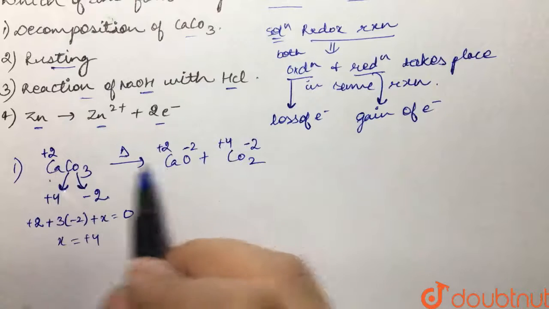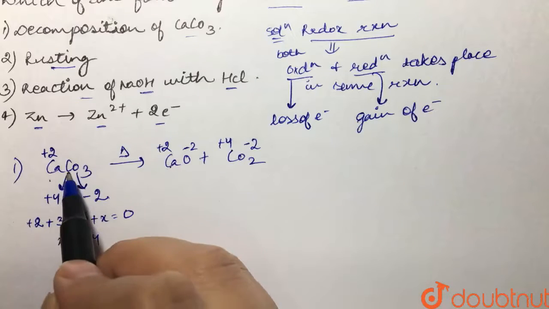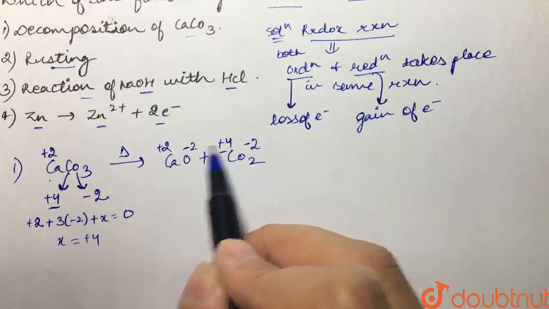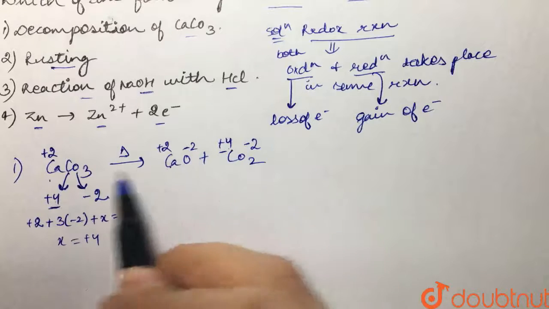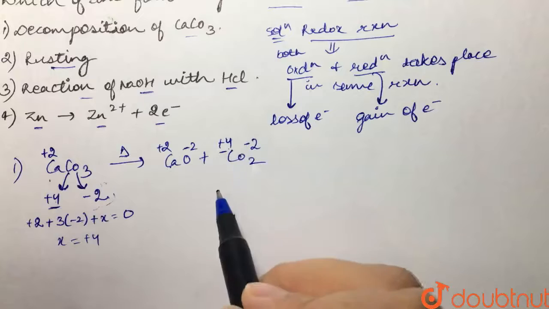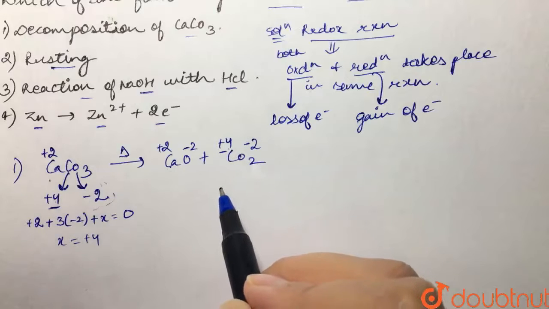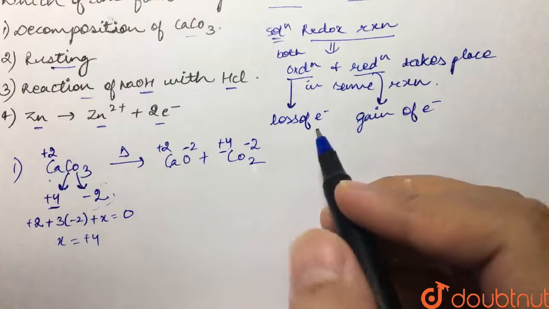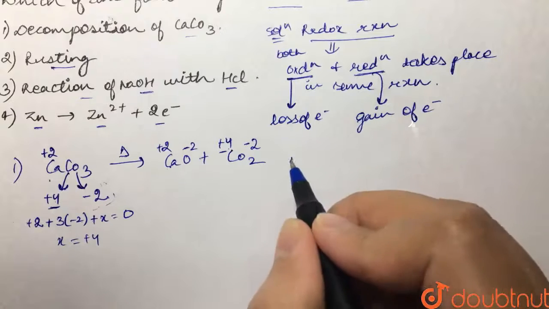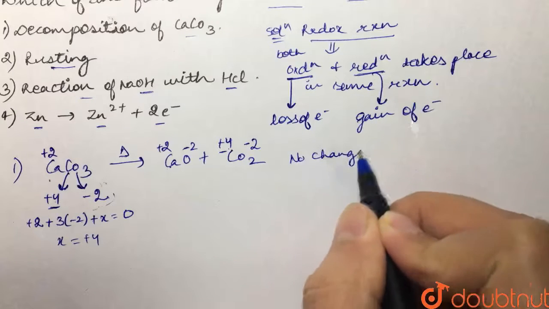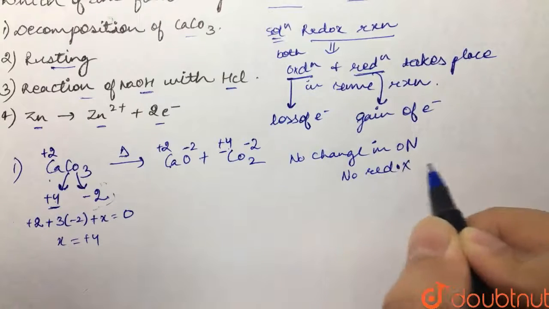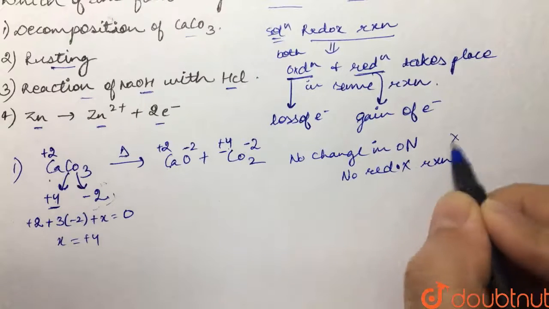Now in this case, calcium is remaining +2, carbon is going from +4 to +4, that means the oxidation state is remaining the same. And in oxygen also the oxidation number is -2, and here also we have -2. That means there is no change in oxidation number. And whenever there is oxidation and reduction, there is always a change in oxidation number. So no change in oxidation number means no redox reaction, so this is not our option.